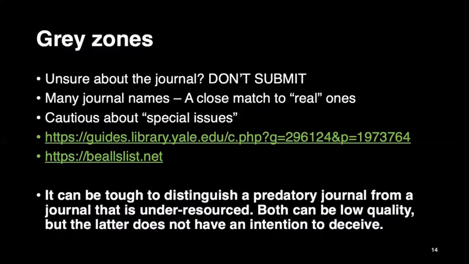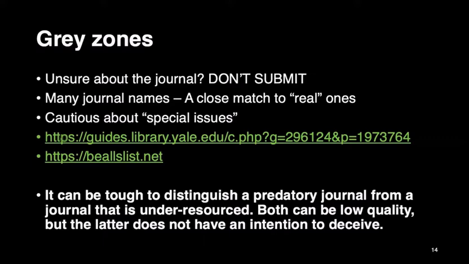And what do you do about gray zones? You're not sure. Is the journal real? Is the journal not? Is it legitimate? I think don't submit. If you're unsure, you don't submit. Be very cautious about special issues. A journal cannot bring out a special issue every 2 weeks. And it can be tough to sometimes distinguish between what is predatory and what is under-resourced, but it is not that a researcher wants to deceive you that has published in MDPI.